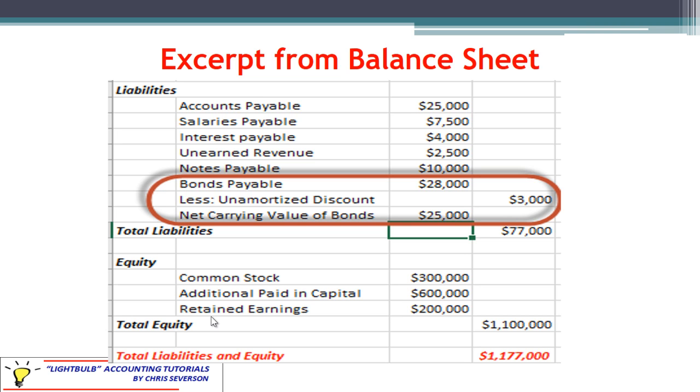Again, we're going to discuss that in the interest expense entry module later on. But the reason that happens is that that unamortized discount or unamortized premium gets used up period after period until it's eventually zero, which means our carrying value of the bond would equal the face value of the bond.